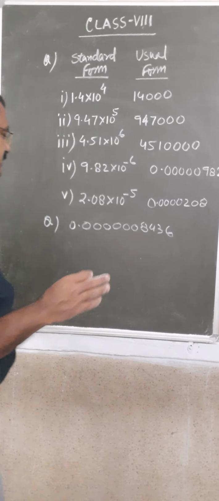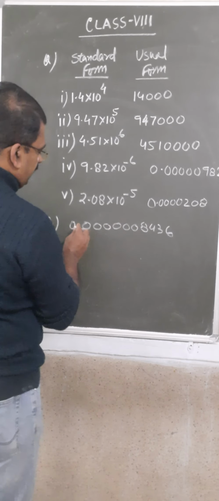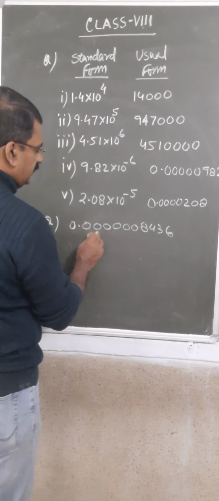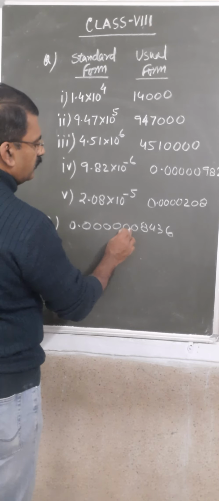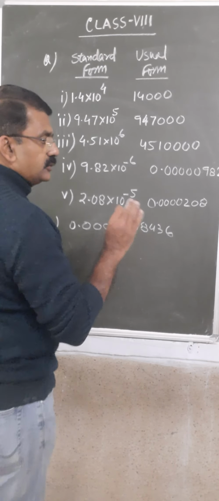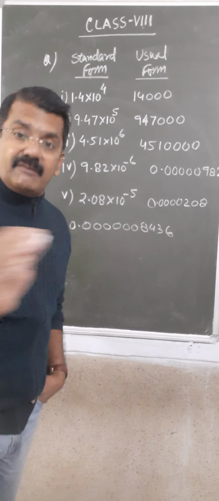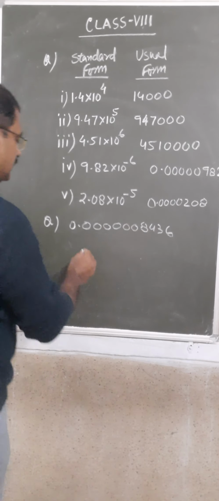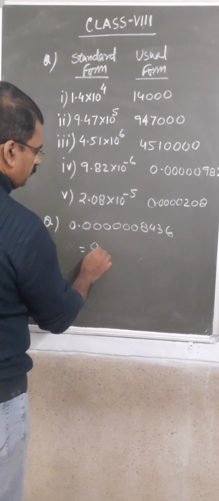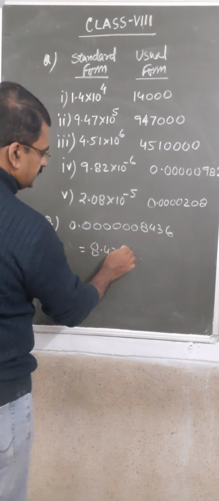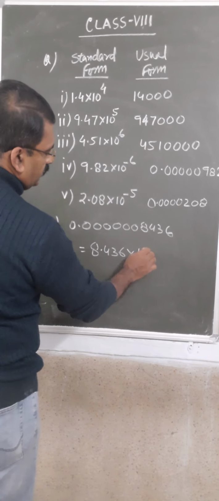So now first see, if you shift the decimal 1, 2, 3, 4, 5, 6, 7. So you have to shift the decimal 7 places towards right. So it becomes 8.436 into 10 to the power minus 7.